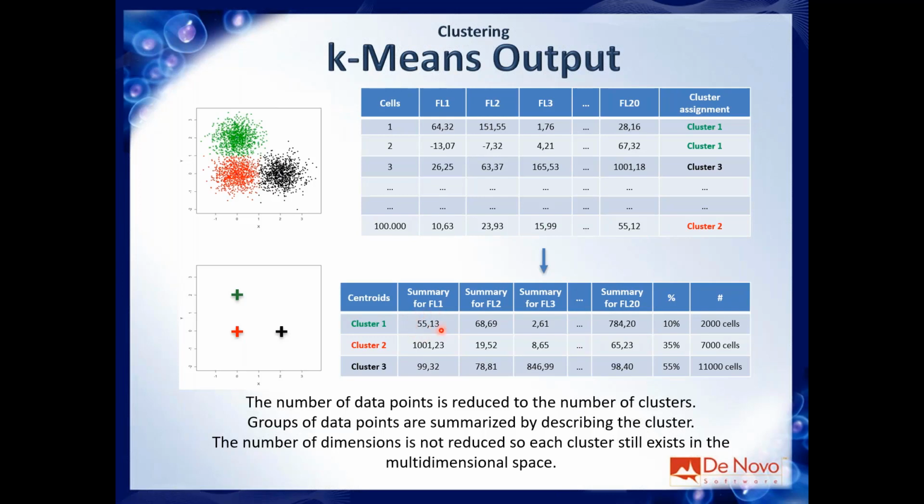Okay, this is like the summary statistic for FL1. It can be like the mean FL1 for the green cluster. This is the mean FL1 for the red cluster, or whatever you want. And you can calculate summary statistics like the percentage of cells within this cluster, the number of cells within this cluster, and so on and so on and so on.